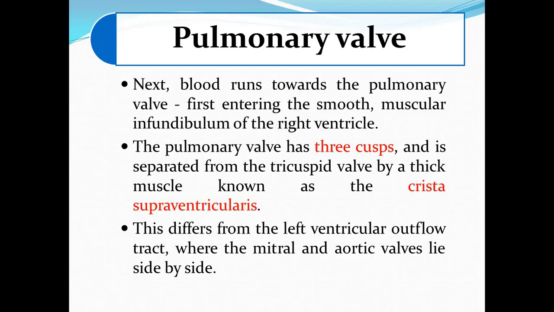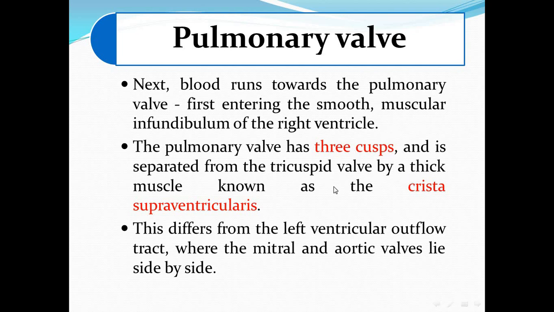Next is the pulmonary valve. After the blood has come to the right ventricle, it needs to be pumped through the pulmonary artery to the lungs, right, to be oxygenated. So it goes through the pulmonary valve to the pulmonary artery. The pulmonary valve has three cusps. This is similar to the tricuspid and the aortic. So the only one with two cusps is the mitral. The others are all tricuspid. So the mitral valve sometimes is called the bicuspid valve.